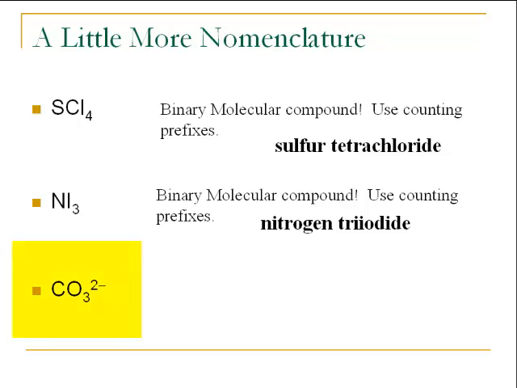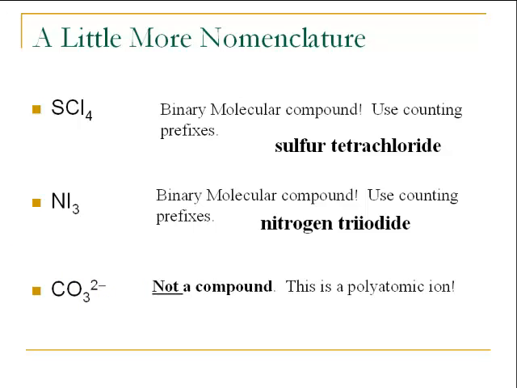So what's this last formula? CO3 2-. It's not a compound at all. Compounds have to be neutral in charge overall. This last species is a polyatomic ion. We don't name it like a compound. We don't name it like an ionic compound. We don't name it like a molecular compound. It's a polyatomic ion which has its own specific name associated with this specific formula. The memorized name for this grouping with this charge is carbonate.